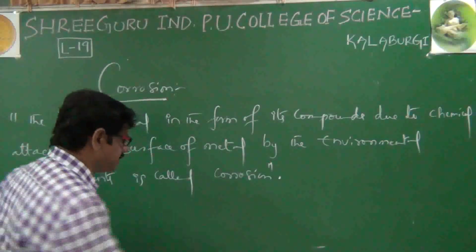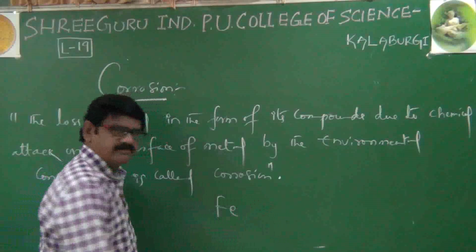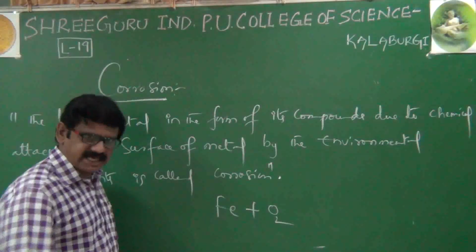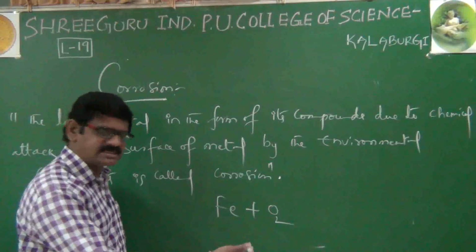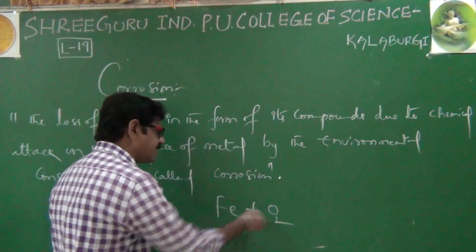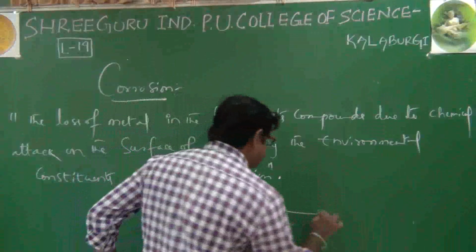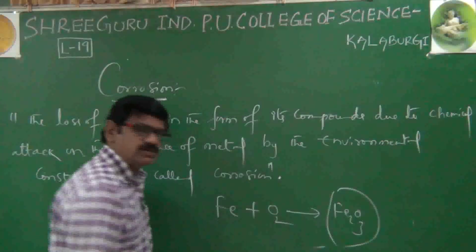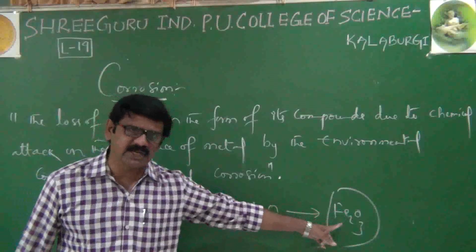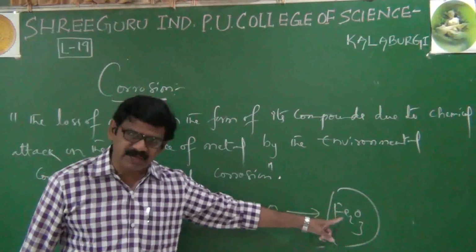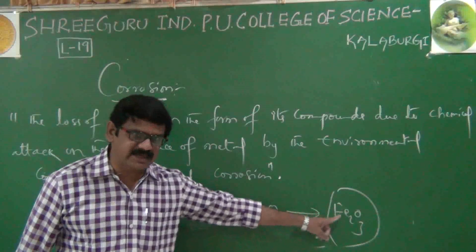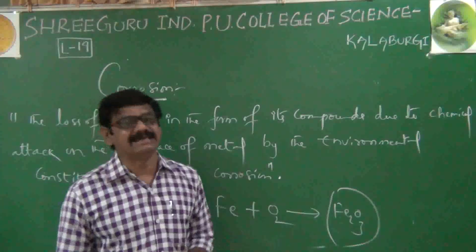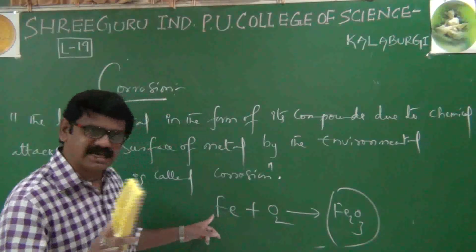One general example: suppose it is iron metal, and you expose the iron metal to air. After some time, the oxygen as well as the iron both react and are converted into Fe2O3. Of course, Fe2O3 is a compound of iron only. Because of the formation of Fe2O3, the iron weight decreases. That is what is called corrosion.